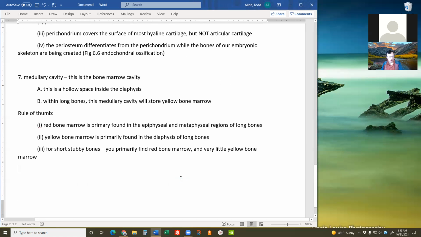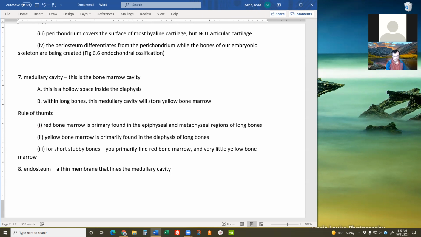Final thing here, and then we'll be moving on to the next topic. Number 8 is the endosteum. Take a look at that in figure 6.1. The endosteum is a very thin membrane that lines the medullary cavity. What I want to emphasize is that the endosteum is the membrane that contains the stem cells that allow the body to manufacture new bone cells.